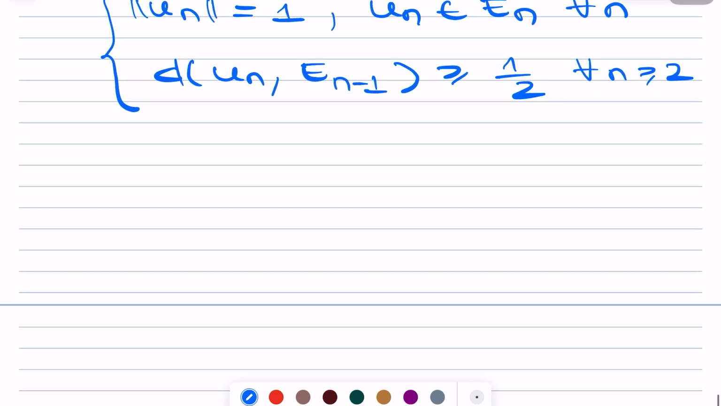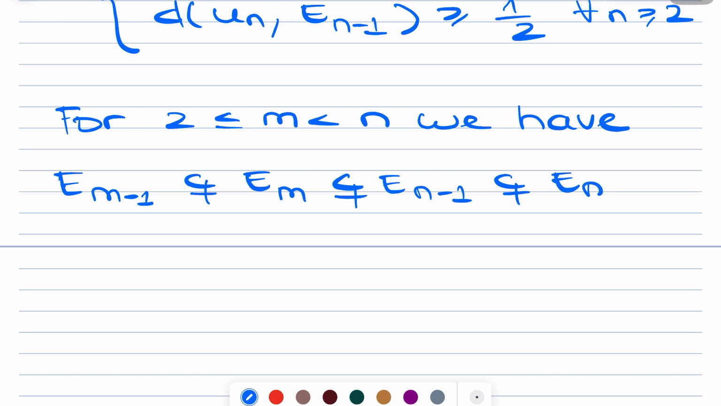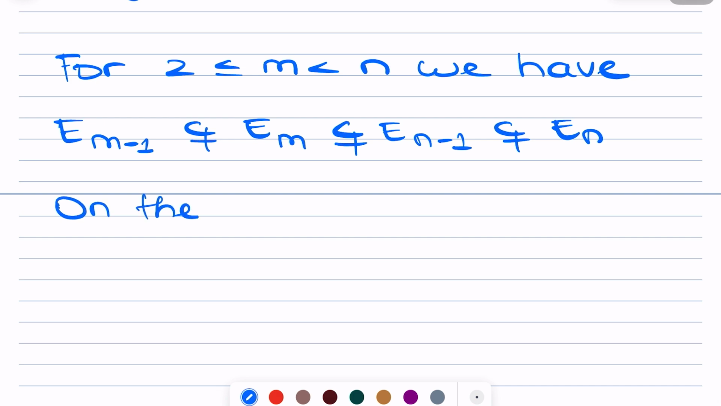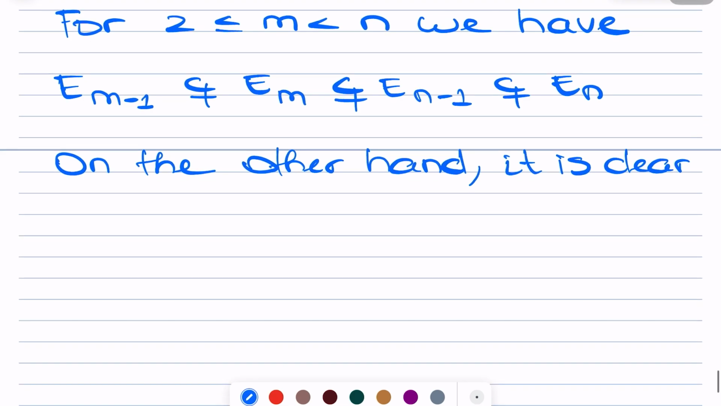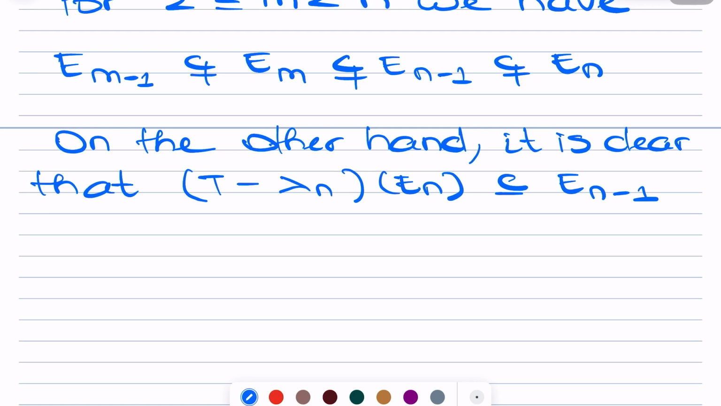Now observe that for m strictly less than n, you have that E_{m-1} is strictly contained in E_m, which is strictly contained in E_{n-1}, which is strictly contained in E_n. But on the other hand, it is clear that (T minus lambda_n) applied to E_n is actually contained in E_{n-1}. This is actually easy to check.